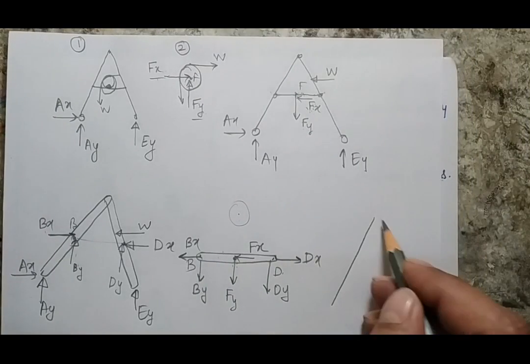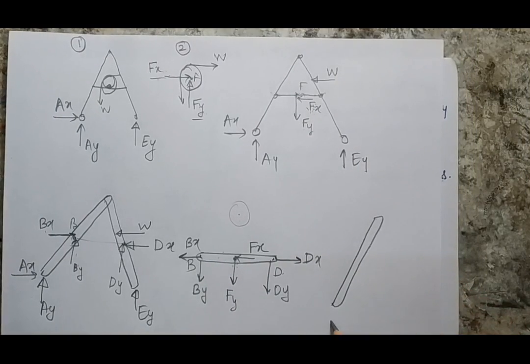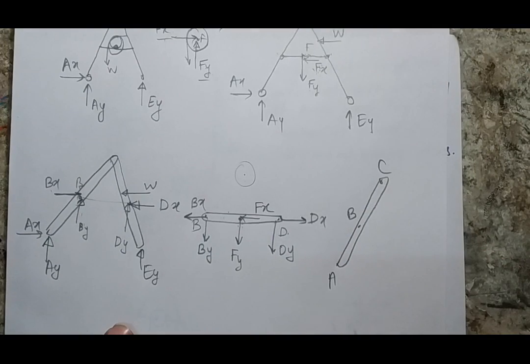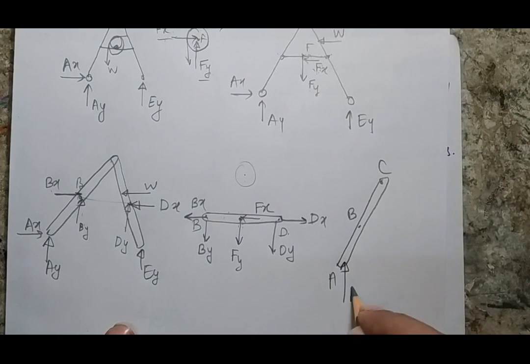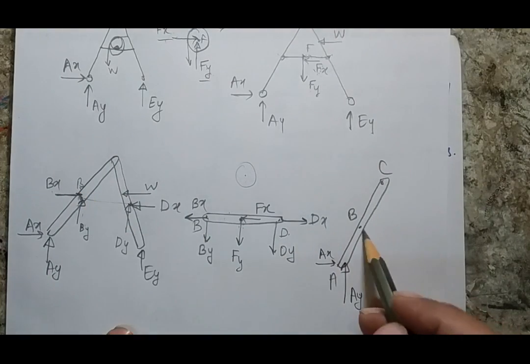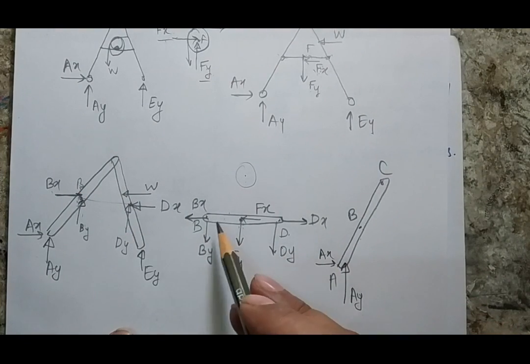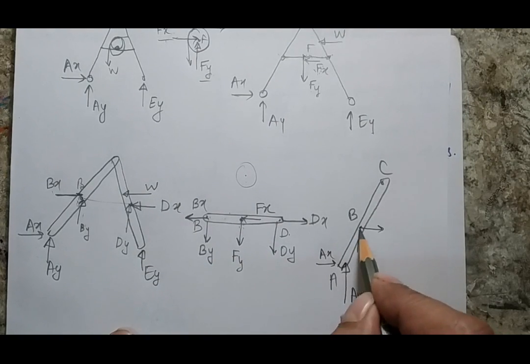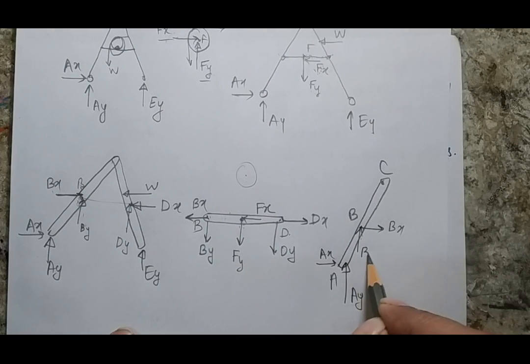What else can we have? We can even make the individual bar. Suppose this is my individual bar of A, B and C. Now I have two forces: AY in the upward direction and AX in the horizontal direction. B is the same point. This is not a counterpoint. The counterpoint is this one. B is the same point here. So again two forces, BX and BY.